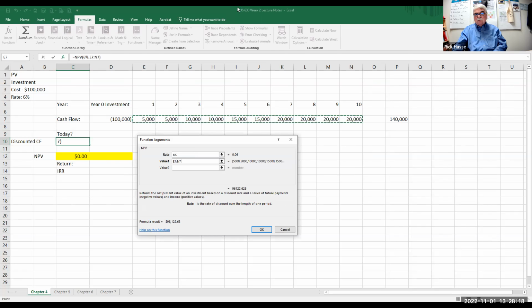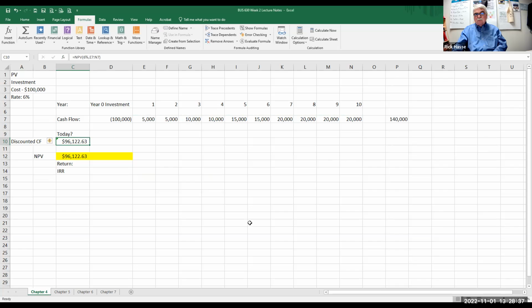And now this function in my spreadsheet is going to take that 5,000, 5,000, all the way out to 20,000, 10 years from now, and discount it back at 6% to determine what is called the discounted cash flow. And there it is right there, $96,122.63. So that 140,000 of actual cash received over 10 years is really worth about $96,000 when you discount it back at the cost of your money, 6%.